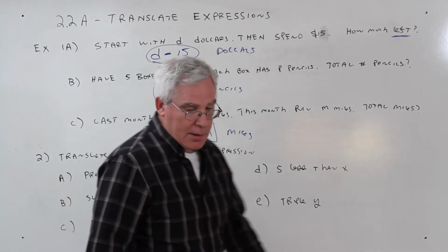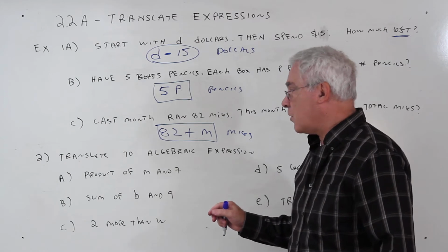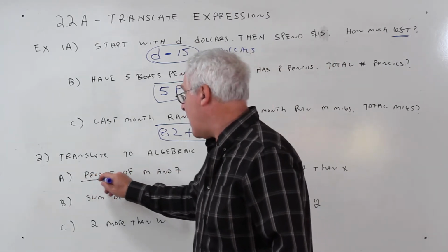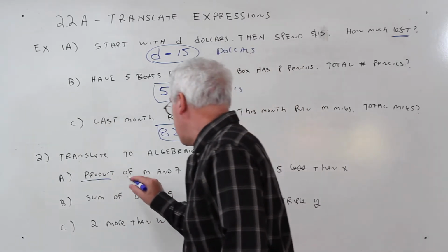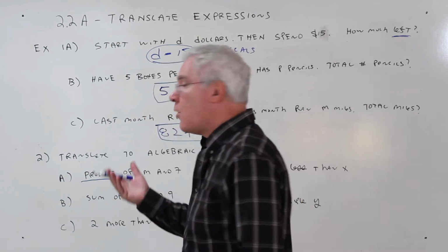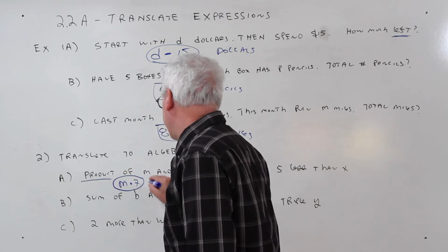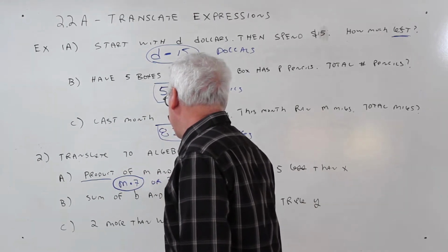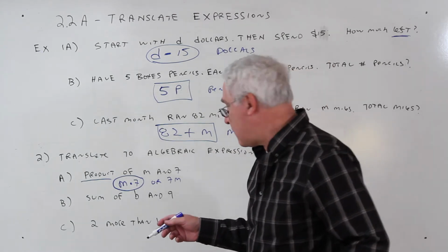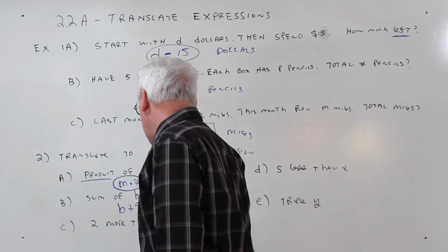Okay, example 2. Translate these to an algebraic expression. The product of M and 7. So product means to multiply. So it's just going to be M times 7. Or you could just say 7M, but I'll just leave it that way. The sum of B and 9, well, sum means to add. So B plus 9.